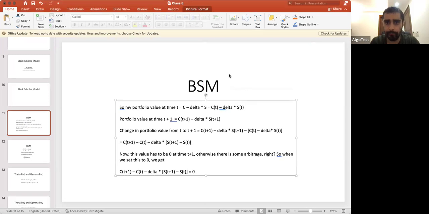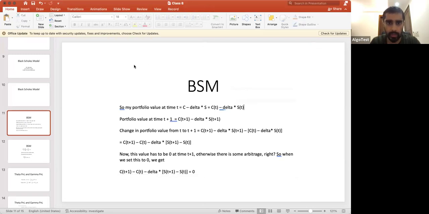Okay. So now it's clear, I think. My portfolio value at time t is, I've bought a call and I've sold delta shares. So it's this. But my portfolio value at time t plus 1, let's think this one is 1 second. 1 second later, my portfolio is, of course, whatever the price of the call is 1 second later, and then whatever the price of the stock is 1 second later. And I'm saying it's small enough that my delta has not changed. So very small moves in the underlying. This is my portfolio value at time t plus 1.